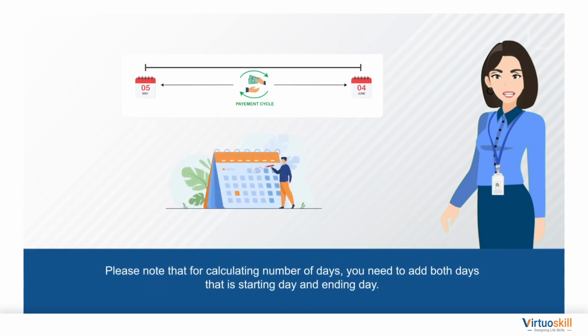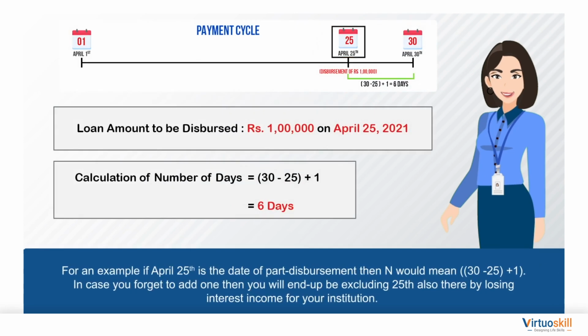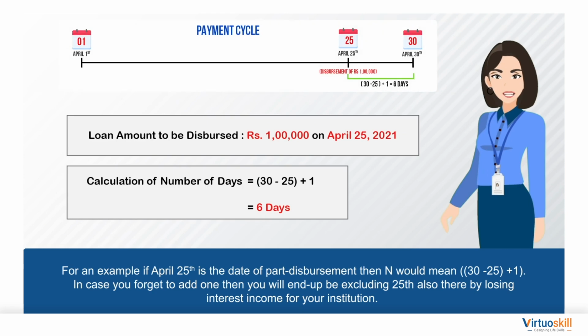Please note that for calculating number of days, you need to add both days, that is, starting day and ending day. For an example, if April 25th is the date of part disbursement, then N would mean 30 minus 25 plus 1. In case you forget to add 1, then you will end up excluding 25th also, thereby losing interest income for your institution.